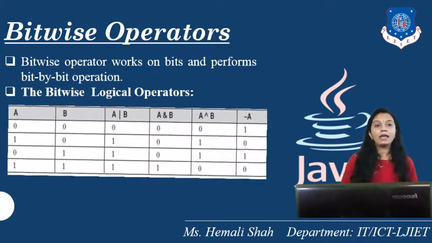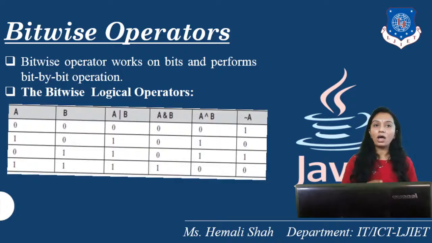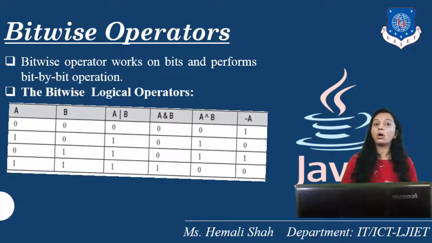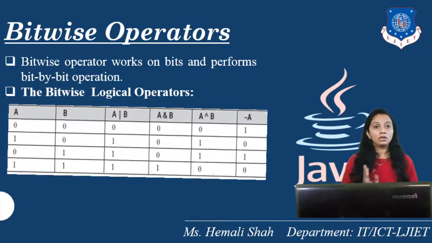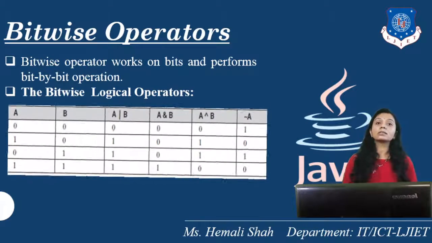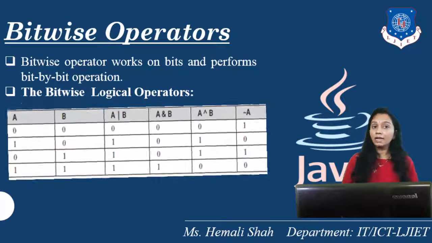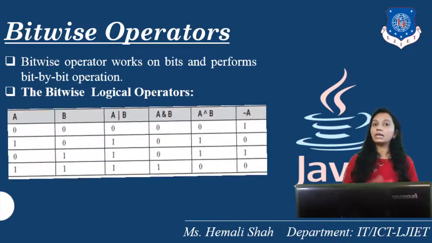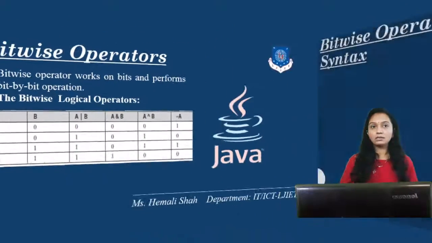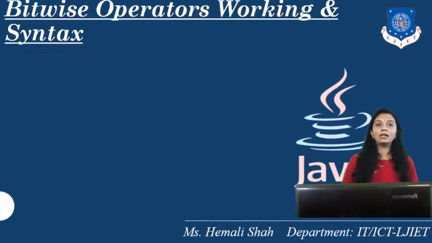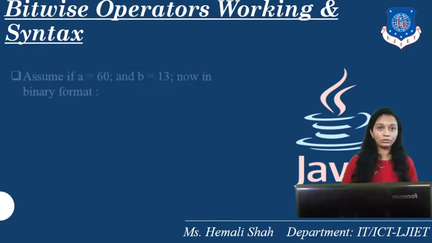AND returns 1 only when all the values are 1. OR returns 1 if any of the values is 1. XOR returns 1 when both values are different, right? And NOT complements the actual value. So this is the truth table. By using this truth table, the Java bitwise operator generates the outputs.